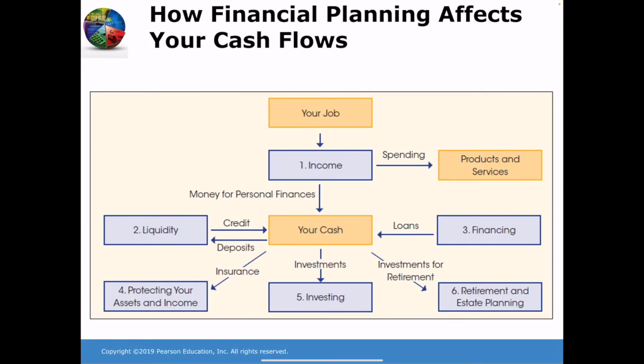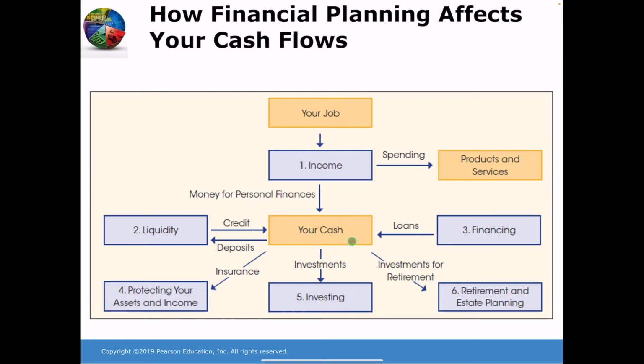If you take a look at this figure right here, how financial planning affects your cash flow, the central role of cash in a financial plan is shown right here. At the heart of a financial plan is cash you have available, and then you decide what you're going to do with it. How do you get your cash? It is your inflow of money through your job or income. And with your income, you're going to decide your spending, what you're going to spend it on.